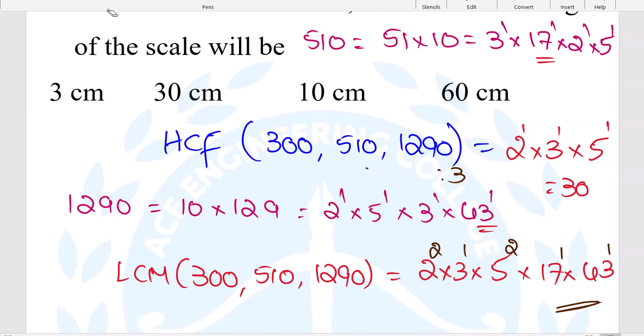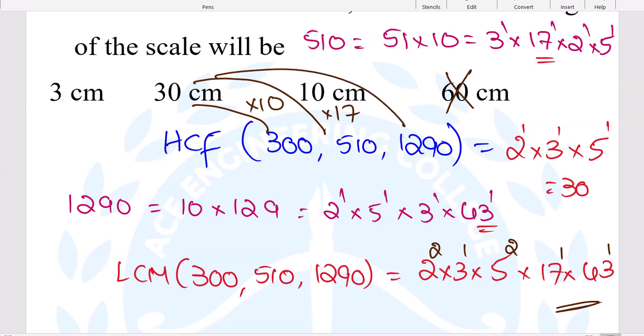Worst case, you go with the options. First go with 60, the highest number. Can all numbers be divided by 60 or not? Cancel the 0. Can 129 be divided by 6? 129 is an odd number, so it is not divisible by 6. So 60 is out. Then go with the next highest value, 30. Check whether every number is divisible by 30. 30 goes into 300 ten times, 510 seventeen times, 1290 forty-three times. So every number is divisible, and 30 is the answer.